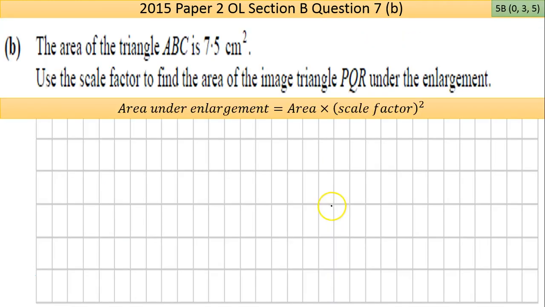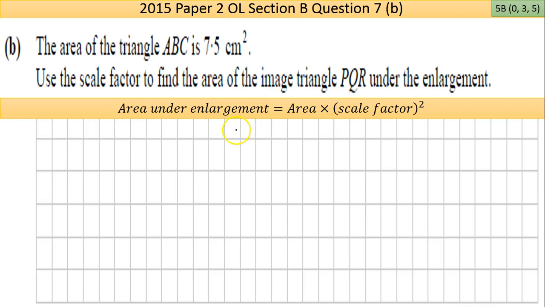Now move on. So part B here is worth 5 marks. The area of the triangle ABC is 7.5 centimeters squared. Use the scale factor to find the area of the image triangle PQR under the enlargement. So use the scale factor to find the area of the new triangle. There's actually a formula for that. The area under enlargement is given by area times the scale factor squared. So that's an example of one of the formulas you have to memorize.